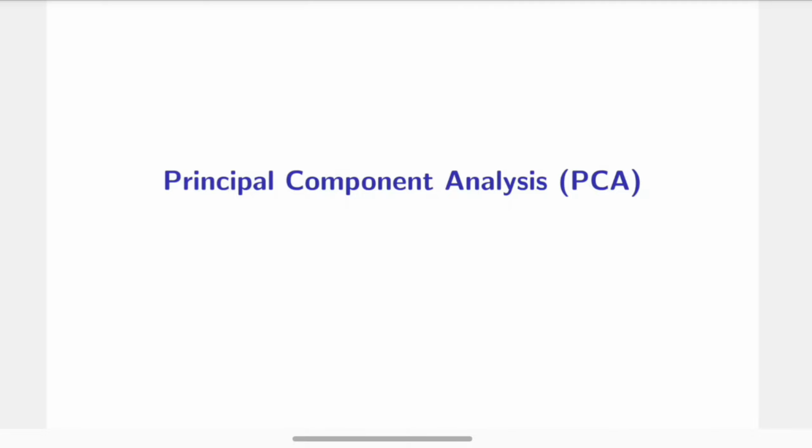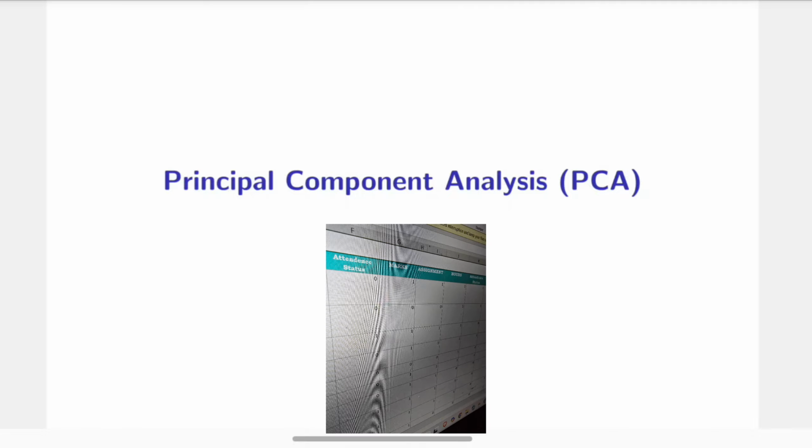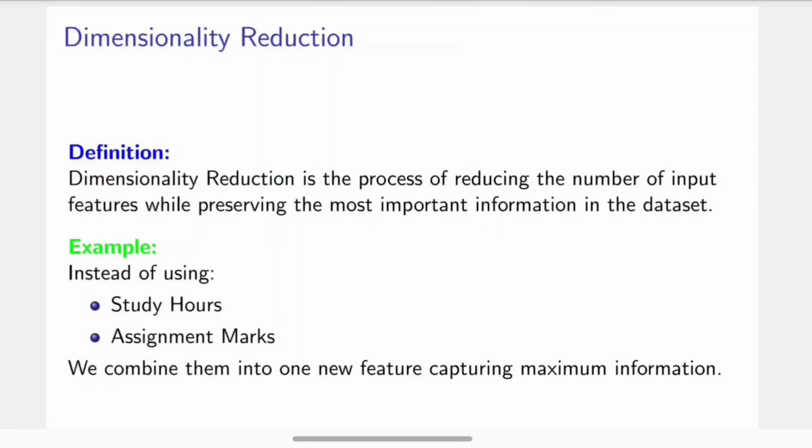Imagine you are judging a student's performance. You look at study hours, assignment marks, attendance, internal marks, and many other things. But finally you combine all of them and say this student is good or this student is average. That means you reduce many features into one final score.